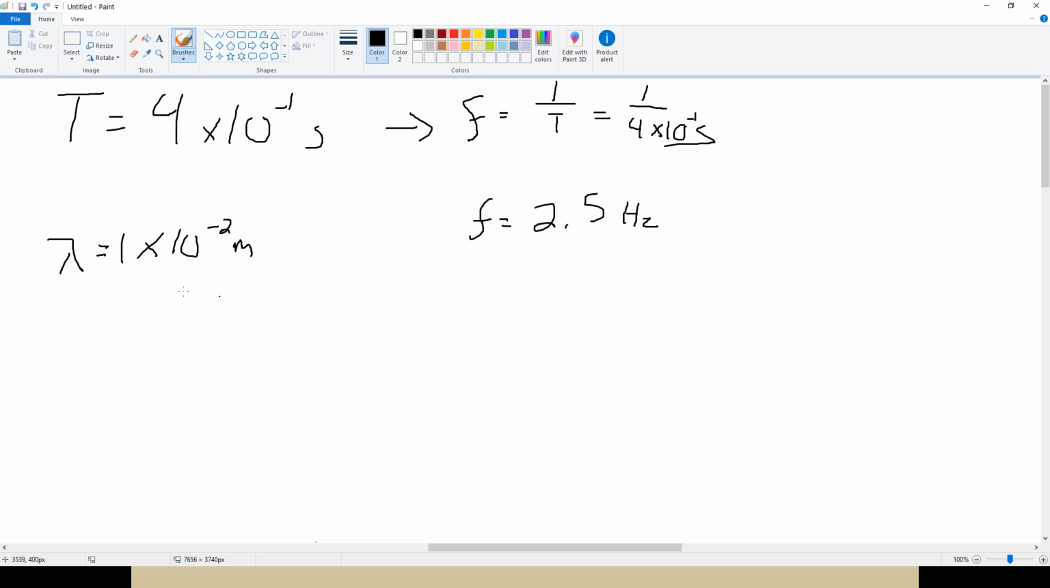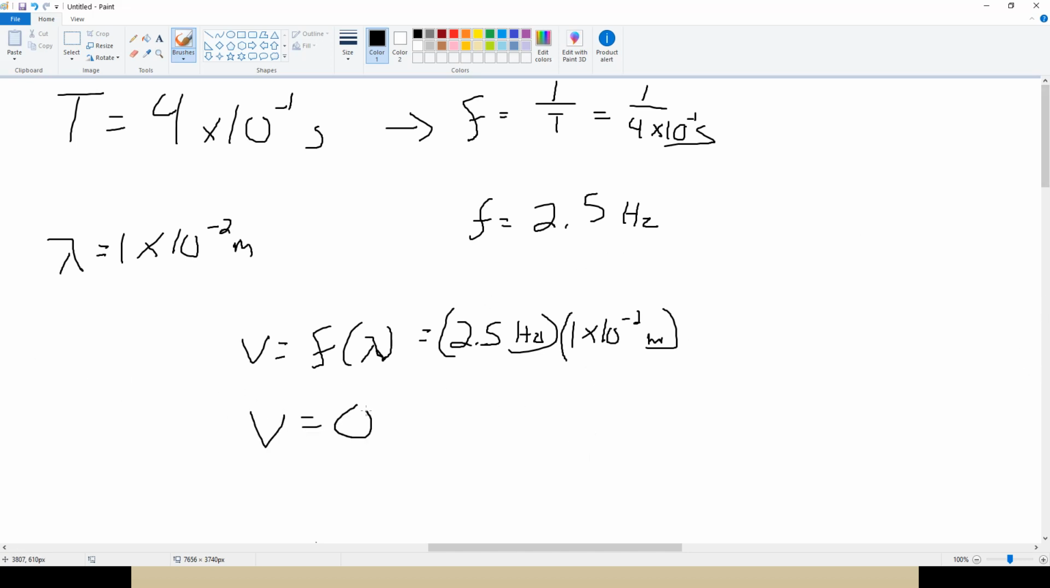So using the equation that I have, I take the frequency, multiply by the wavelength, take the 2.5 hertz, times it by 1 times 10 to the negative 2, and I end up getting 0.025 meters per second.